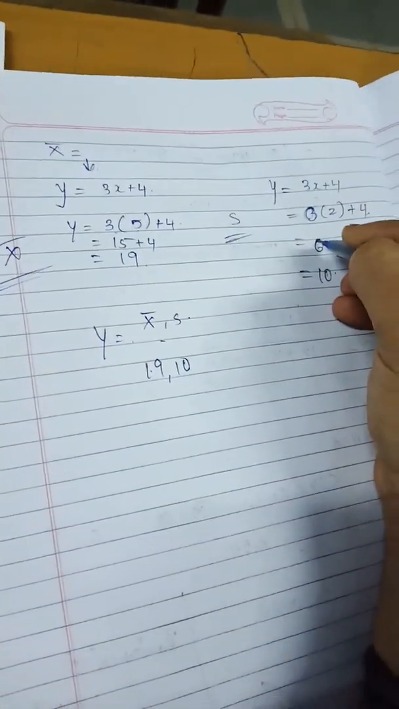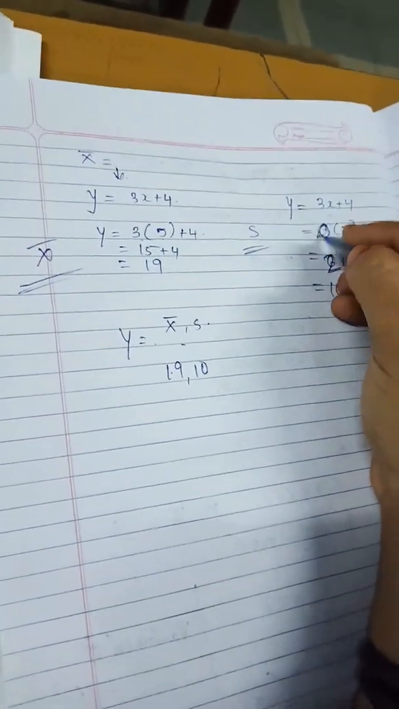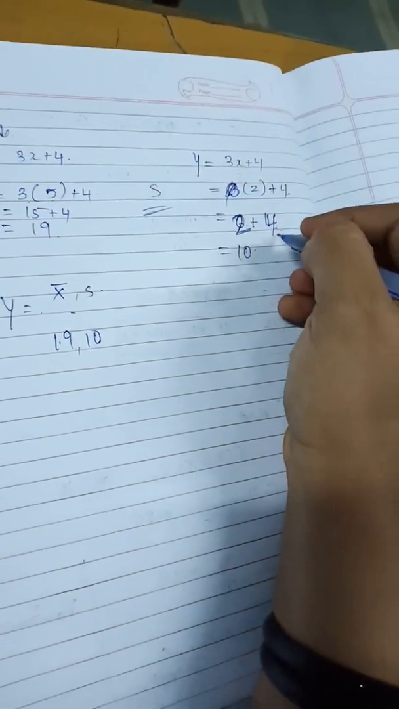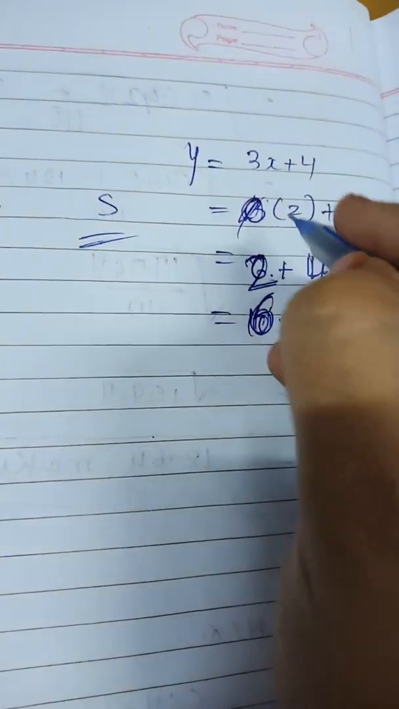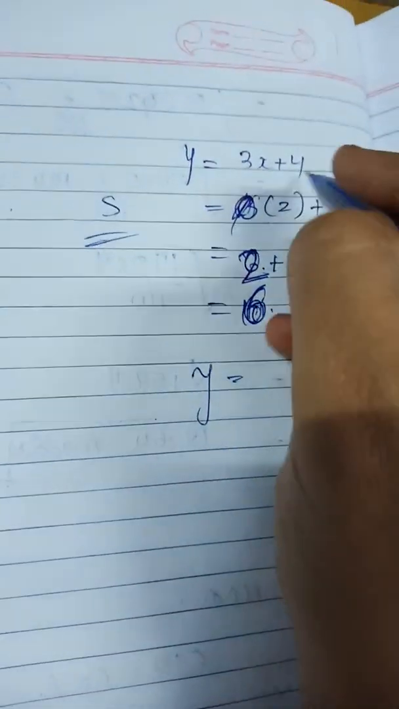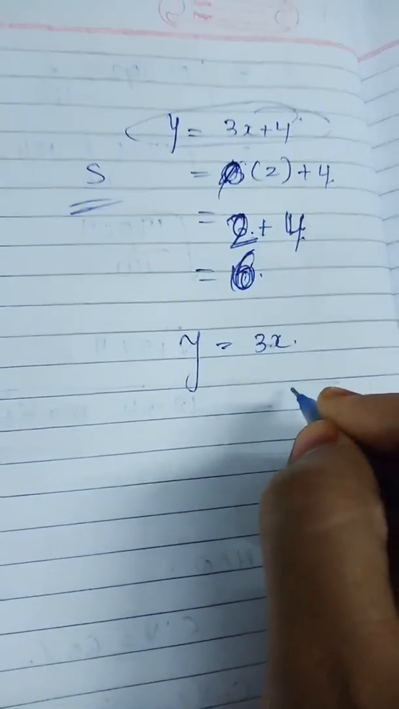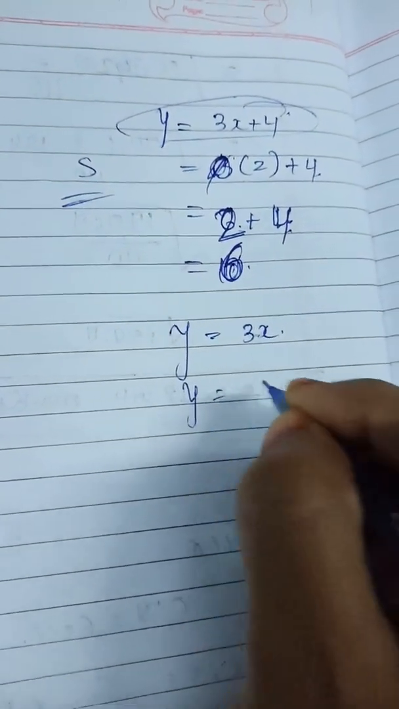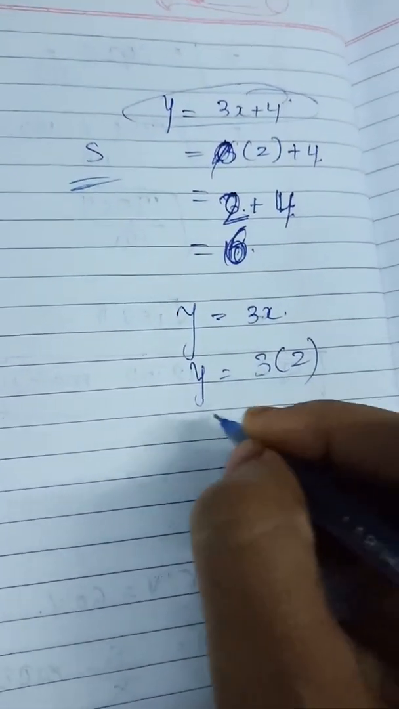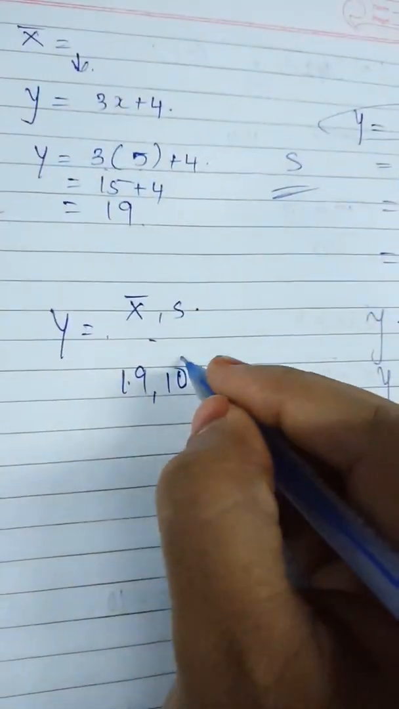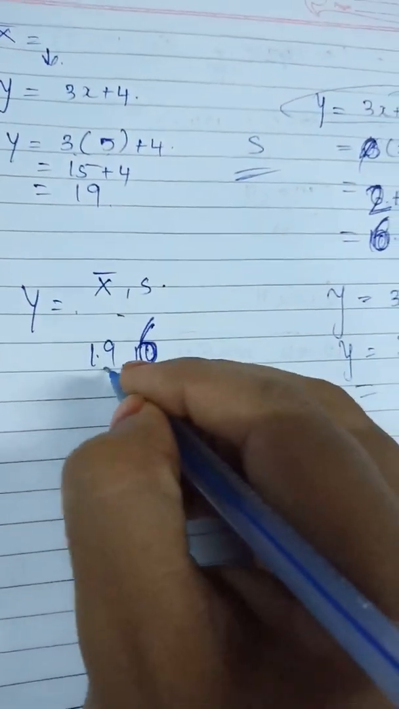Sorry, for standard deviation you won't be adding the constant, you will be taking only the 3x part. So that is 2, so 3 twos are 6. For standard deviation, we will consider only the product. We will be considering 3x only for the standard deviation. So y equals 3 into 2. So that is 6. So the answer is mean 19 and standard deviation 6.